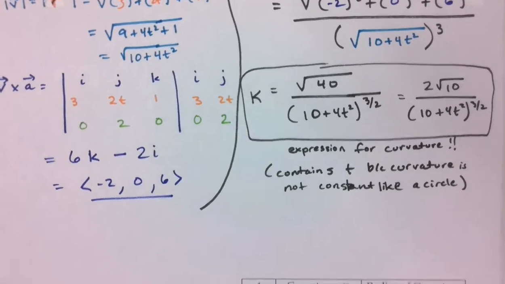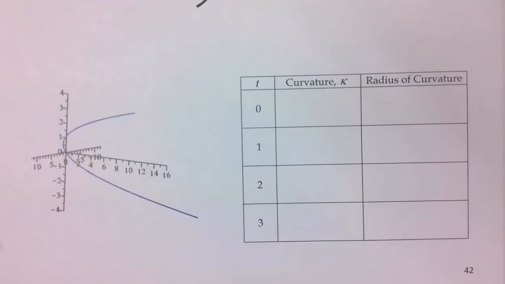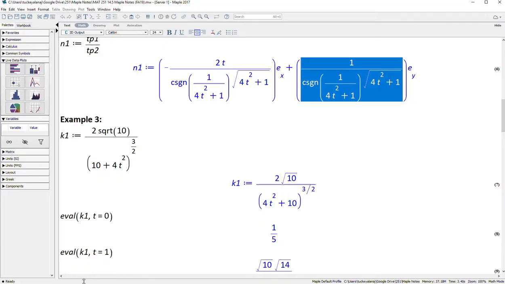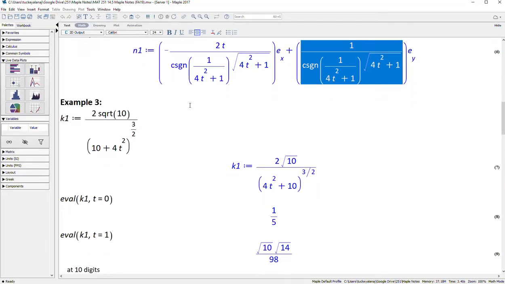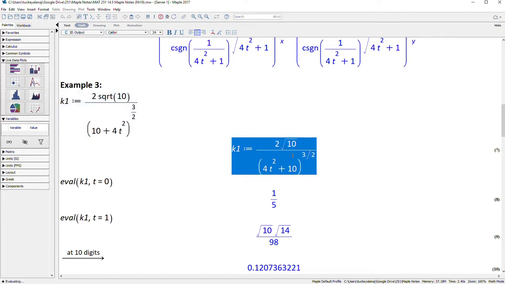So to fill out the table down below and see what the curvature looks like at different points along the graph, let's actually use Maple. This is not perhaps the most efficient way I could have done this in Maple, but it's done. So I named my kappa function K1, and it's 2 square root of 10 divided by (10 plus 4t squared) to the 3/2, right? So there's kappa right there.